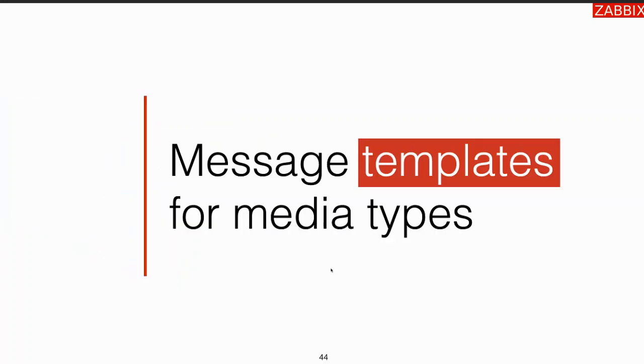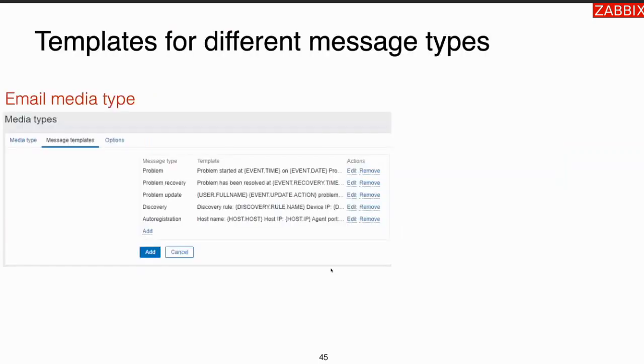What else? The message templates for media types. What does it mean? It means that the message format, the templates for the messages Zabbix is going to send, are now configured on a media type level. All right? So for example, if you want to know what is the template of the email messages Zabbix is sending right now, we click on the email media type and we see, okay, so this is a format for a problem message, for problem recovery message, for discovery, for auto-registration messages, and so on and so forth.